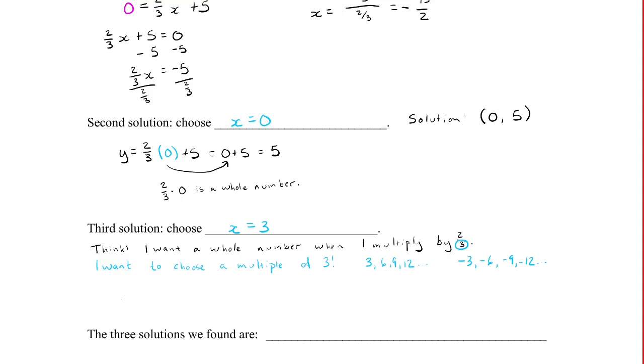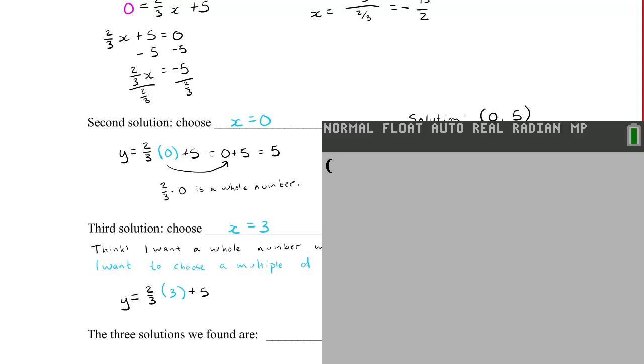So when we plug that in, y is 2/3 times 3 plus 5. And to work out what that actually is, we can just throw that into the calculator. We'll say 2/3 times 3 plus 5, and that works out to 7. So that gives us the solution x equals 3, y equals 7.